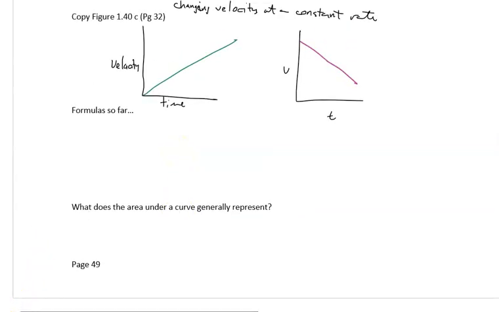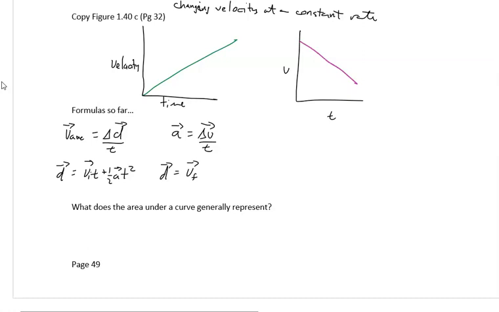Okay, so we have a few formulas so far, and the first one is that average velocity is equal to the change in displacement over time. Acceleration is equal to the change in velocity over time. We've got the displacement is equal to VIT plus 1/2 AT squared. We also have d is equal to VFT minus 1/2 AT squared. We also have the displacement is equal to (VF plus VI) over 2, with those little arrows, multiplied by T. And we've got VF squared is equal to VI squared plus 2AD.